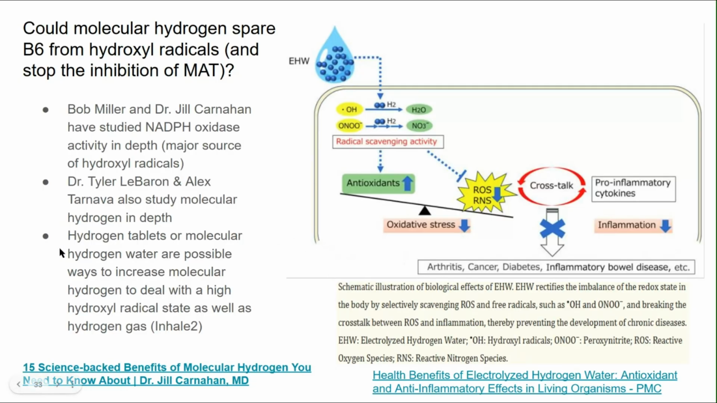So after listening to a lot of things and reading, I think that the hydrogen tablets would be better than a hydrogen water bottle just because of consistency and delivery of the molecular hydrogen. So again, it can deal with the hydroxyl radicals and the peroxynitrate, and they believe that it's going to help with all kinds of disease states like arthritis, cancer, diabetes, and inflammatory bowel disease. So there's a lot of good studies on that.